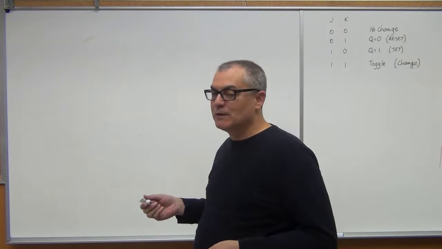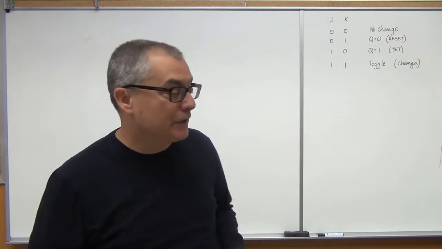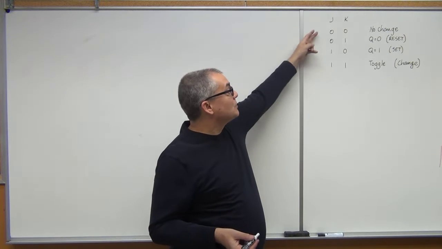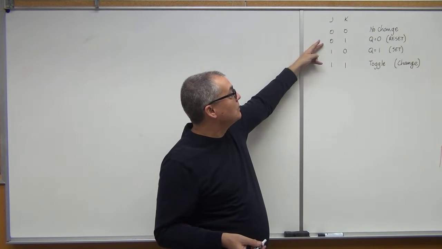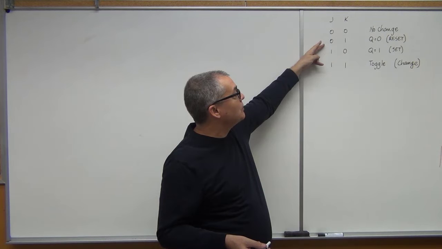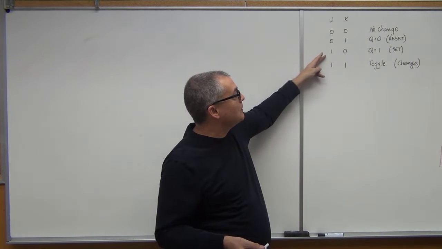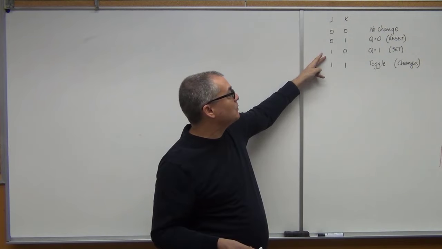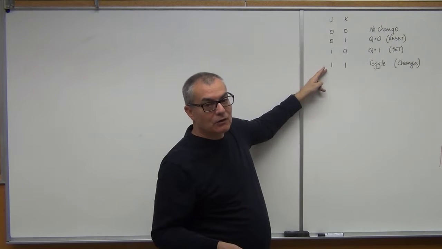There's a few things we need to know in advance. One is how the JK flip-flop works. 0, 0 is no change. 0, 1 on J and K is reset, so Q is going to be equal to 0. J1, K0 is set, so Q is equal to 1. And 1, 1 is toggle.